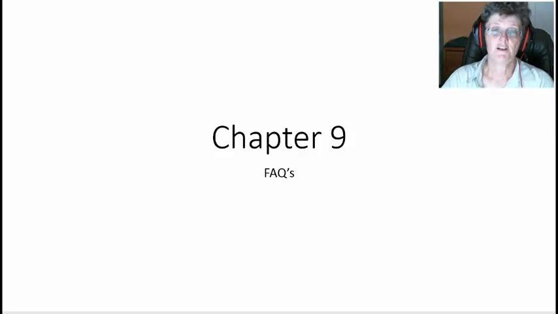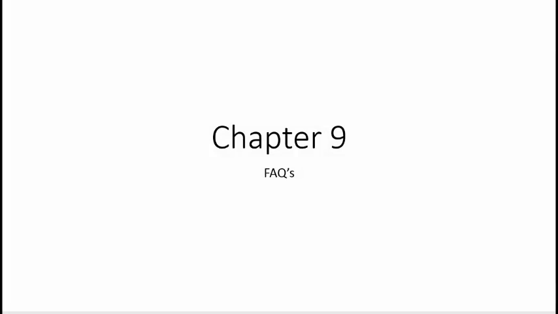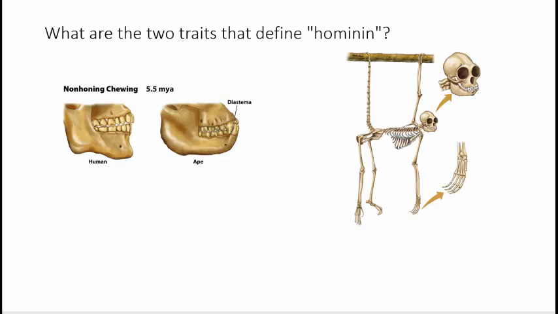This week we are looking at hominids, specifically focusing on the characteristics of pre-australopithecines and australopithecines. Question: what are the two traits that define hominids? A hominid refers to humans and human ancestors. In particular, hominids are a group of primates with two important features: bipedalism and non-honing chewing.